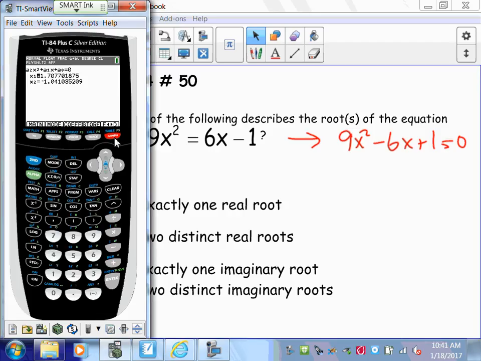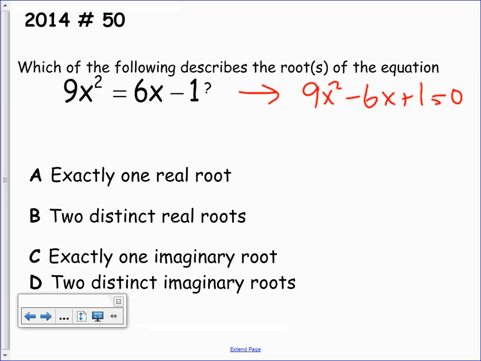So plus 1. Oh, there you go. 1/3 and 1/3. So what is it? It's one real root, because you get x equal to 1/3 twice. So it's a double root, which means it's exactly one real root.